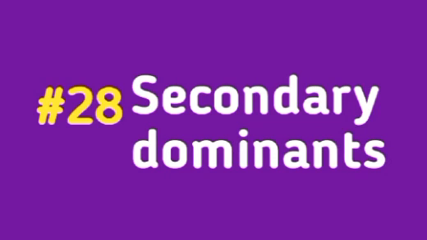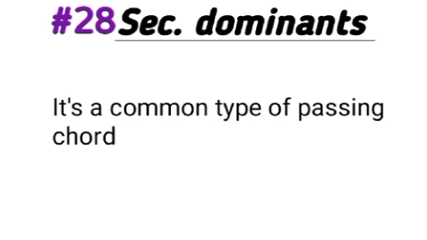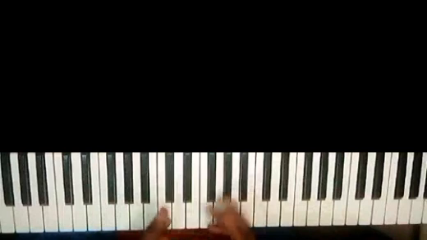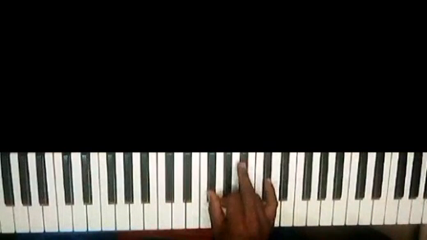Secondary dominants. A secondary dominant is simply the fifth chord in the key of your target chord. It is a common type of passing chord. Let's say, for example, my target chord is key F sharp, which is this, okay? So let's say I want to land on key F sharp, which is this. This is F sharp major chord.